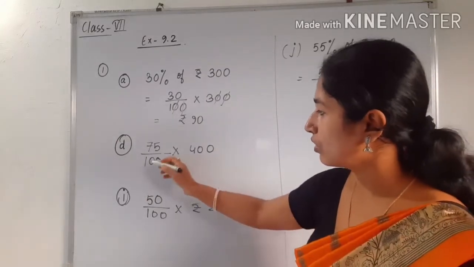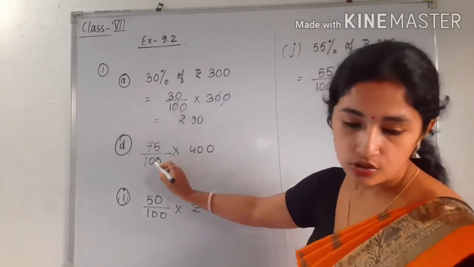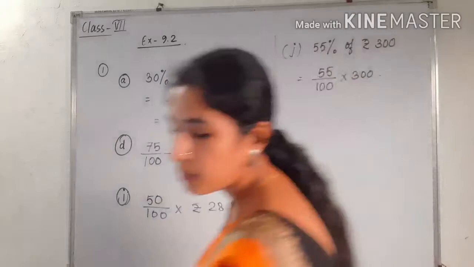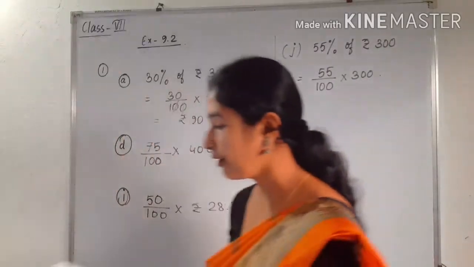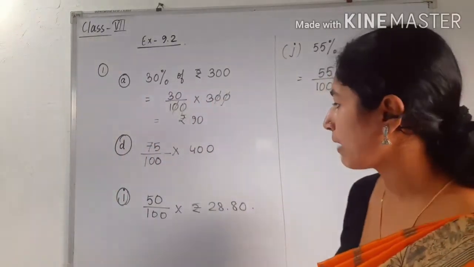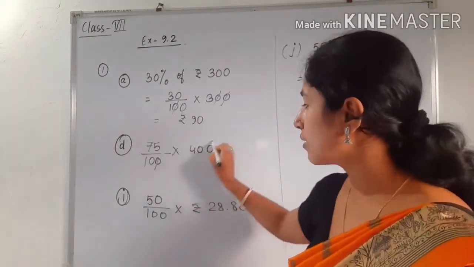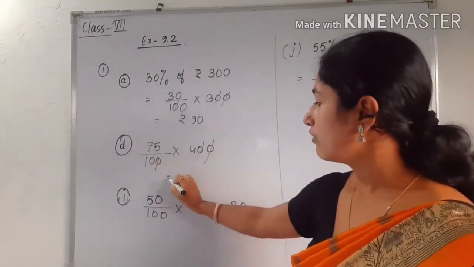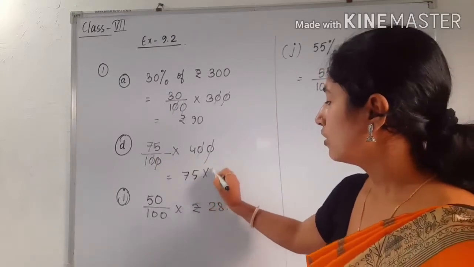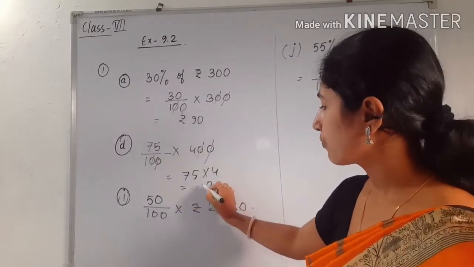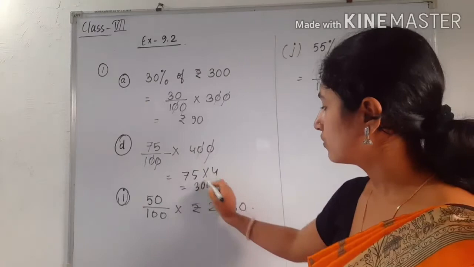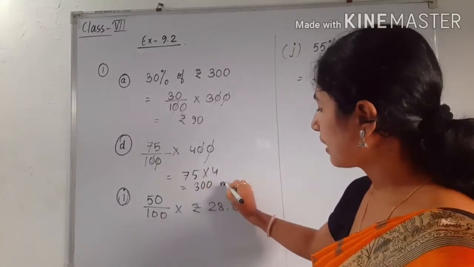Similarly, you can do these questions also. This is part D, 75% of 400 mangoes. You have to write the answer in terms of mangoes, so this is the number of mangoes. 75 into 4 will be 300, so 300 mangoes.